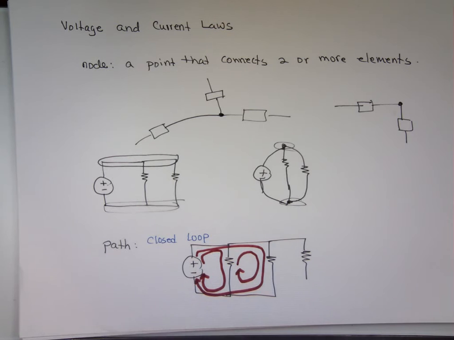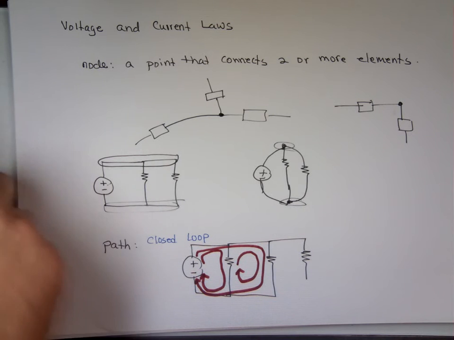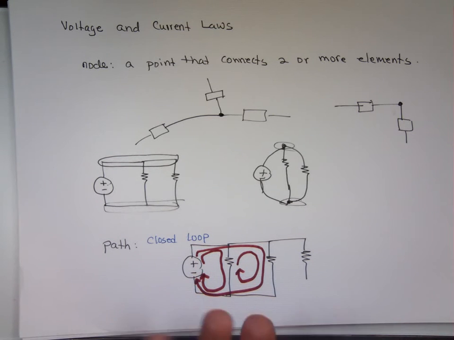So if you start from one point, you travel and you come back to the same starting point, that's what a path is. The reason we're looking at that is because you're going to hear me using closed loop or path. You're going to hear me say node for voltage and current laws there. Kirchhoff.